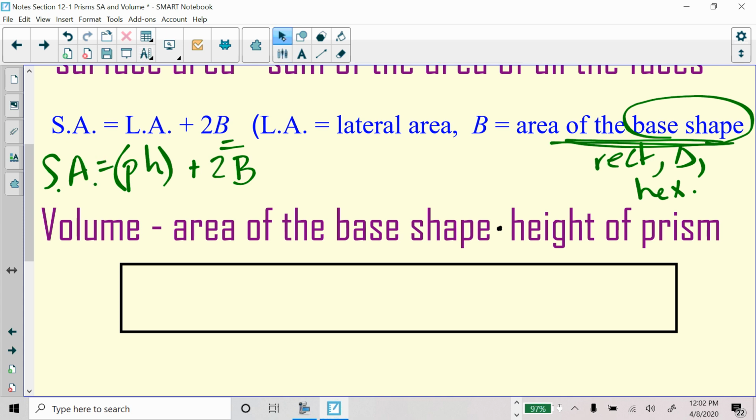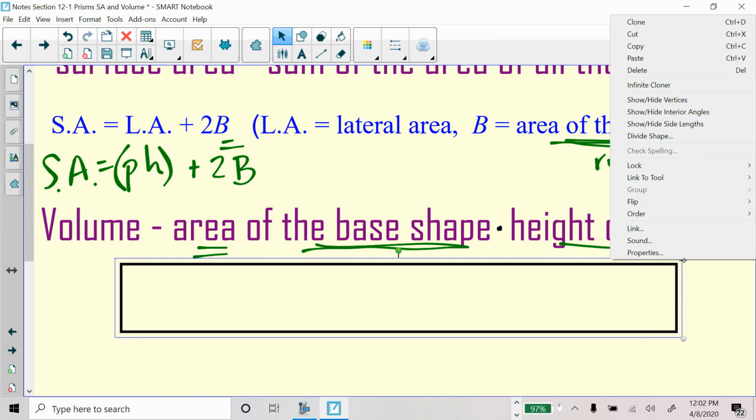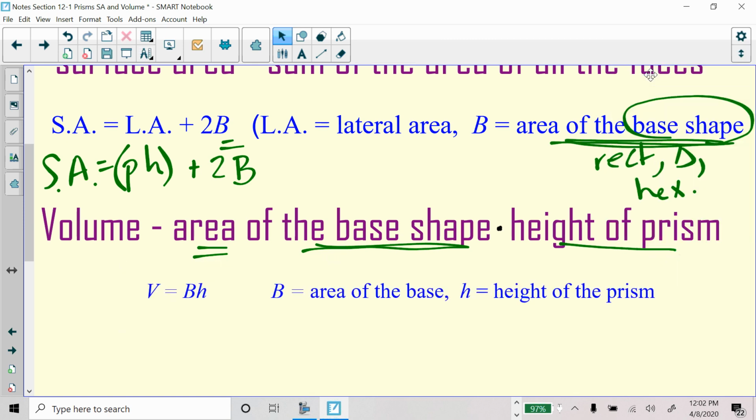The volume of a prism is equal to the area of the base shape times the height of the prism. So oftentimes we just represent capital B for the area of the base shape and then H for the height of the prism. So just don't mistake that H for the height of the prism with the h in a height when you're finding the actual area. So just make sure you're conscious of that.